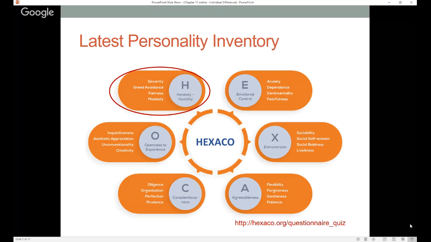So a lot of times, employers for banking or finance give a test of integrity. Sometimes using the hexaco may delete the need for putting an extra test in, like a test of integrity, because this test is testing you on greed avoidance, sincerity, and honesty. And so the hexaco has one new dimension, which is honesty, humility.